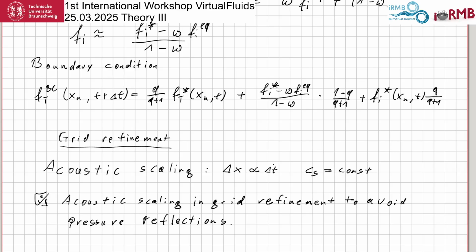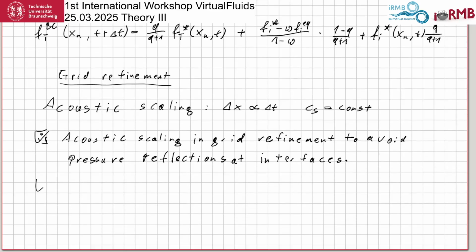To avoid pressure reflections at interfaces, there is something else that we use. Not everybody is using this, but we are using this: we use staggered grid refinement. Again, this is something that I could discuss in detail, but I'm not going to do this in regard of the time.